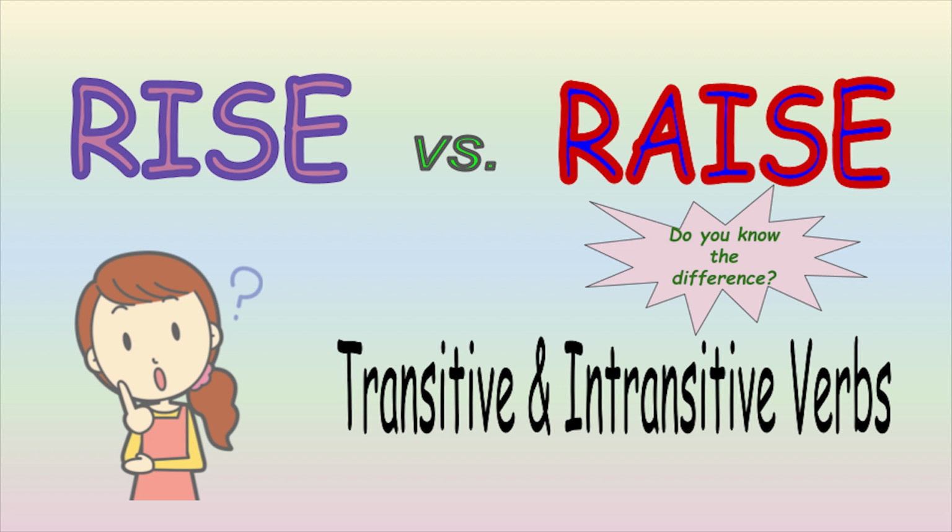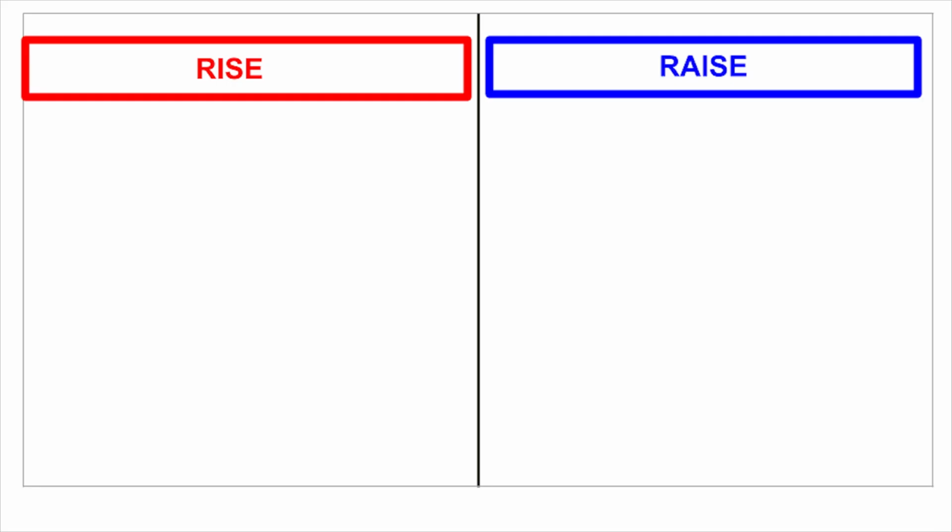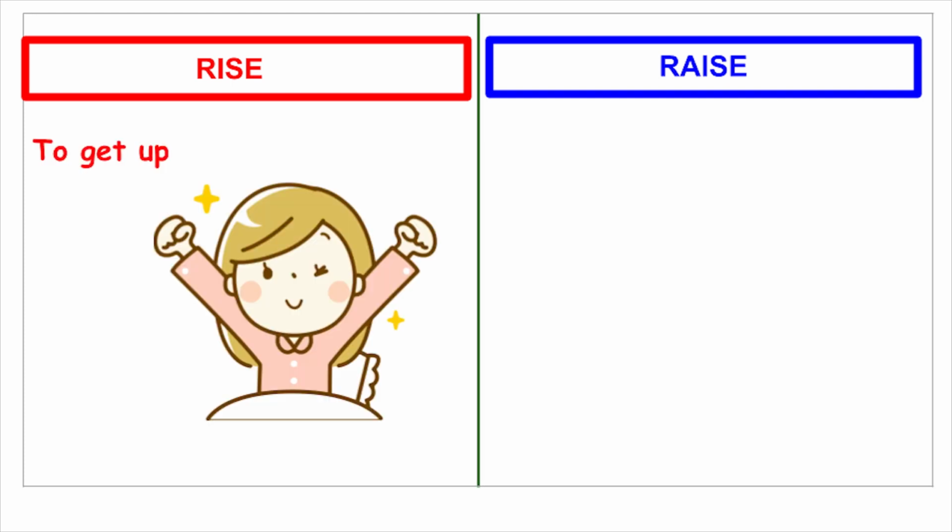In today's lesson, we will learn about another set of verbs that may confuse us sometimes. They are rise and raise. Just like lie and lay, and sit and set that I covered in my previous lessons, these two verbs are frequently confused in the English language. I will explain the difference between them.